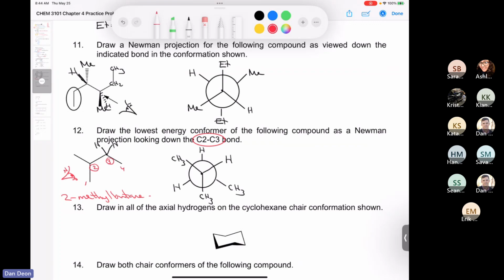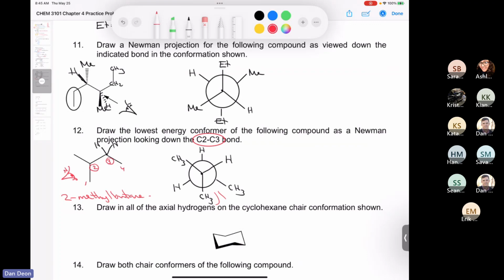Because I have a gauche interaction here. And so is there a way for me to eliminate any kind of gauche interaction? I guess there isn't a way to eliminate any gauche interaction in this compound, is there? Now that I look at it very closely, this would in fact be the lowest energy conformer that we have, right?